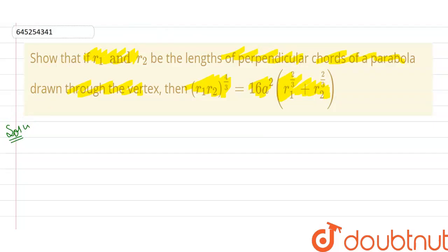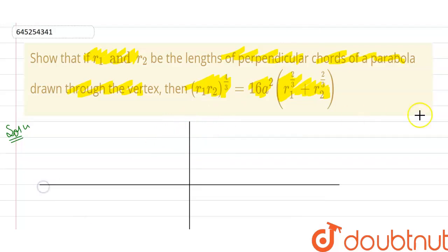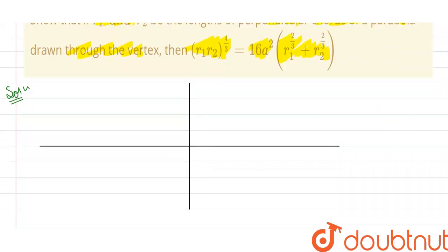Before doing anything, let's make a figure for this one. Let's draw the coordinate axes here. Now I have to draw the parabola. Suppose this is my parabolic curve here, and here I have another parabolic curve.